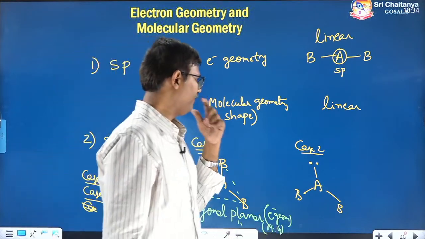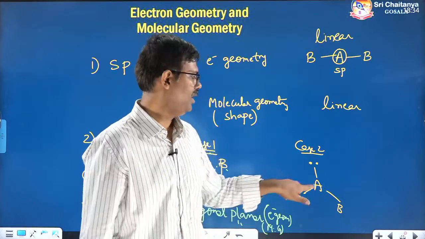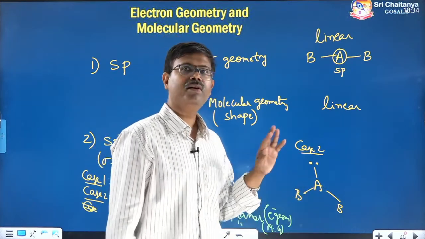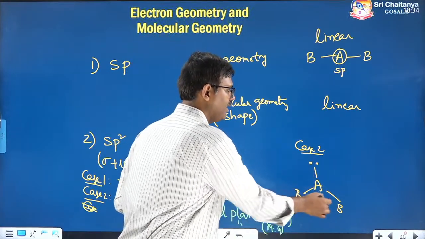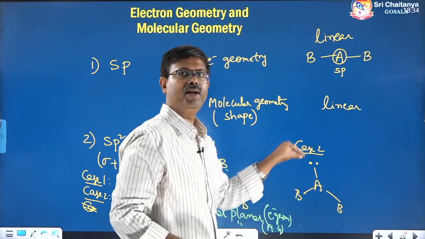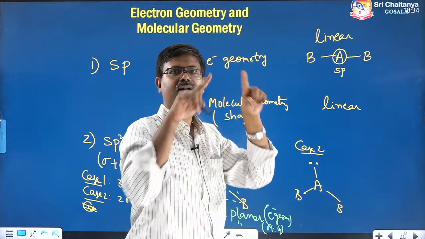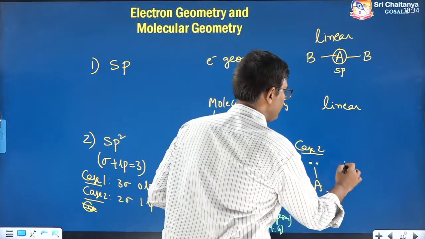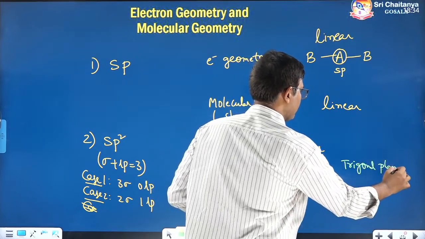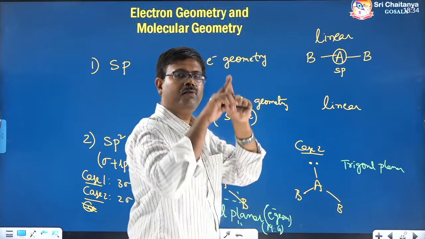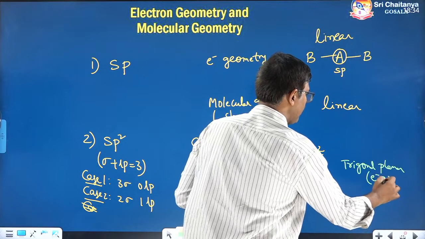Okay. Now when you come to case 2, here if you look at the electron pairs, bond pairs plus lone pairs, this is also visible like a triangle. This lone pair and these bond pairs, if you visualize them together, you will see a triangle. So here trigonal planar is the geometry if you take all the electrons, so it is called electron geometry.